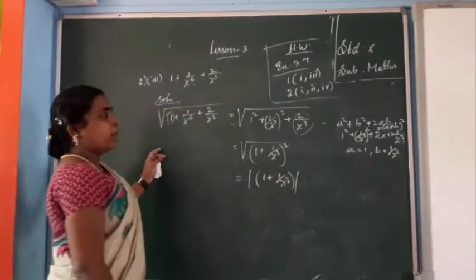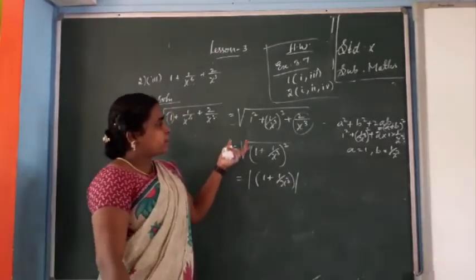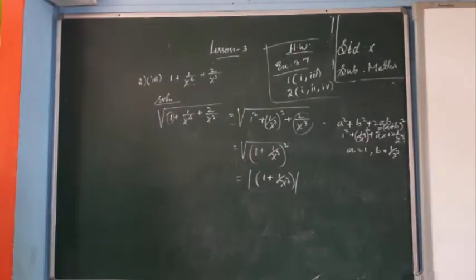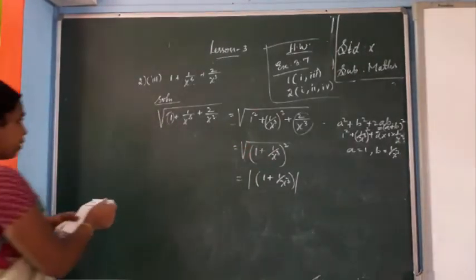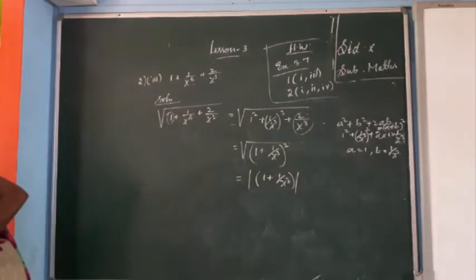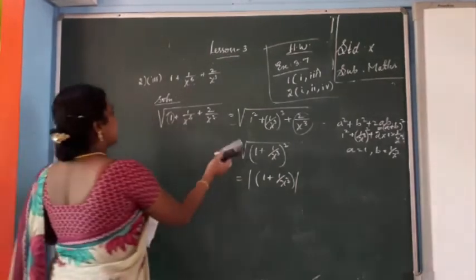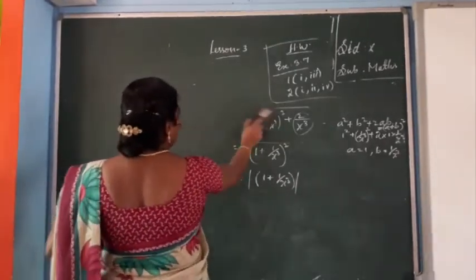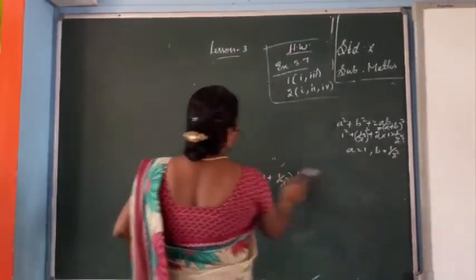Very simple problem. So you can write this with only 2 lines, if you know the formula. a plus b the whole square means you can write a square plus 2ab plus b square, otherwise a square plus b square plus 2ab. So it is addition only, so no problem. You can interchange the terms. Okay.